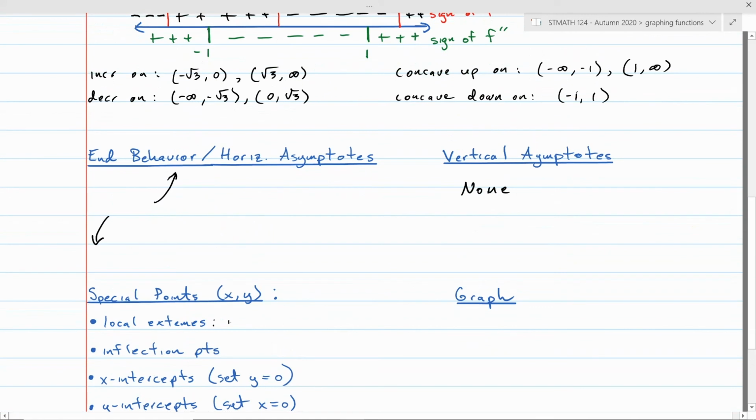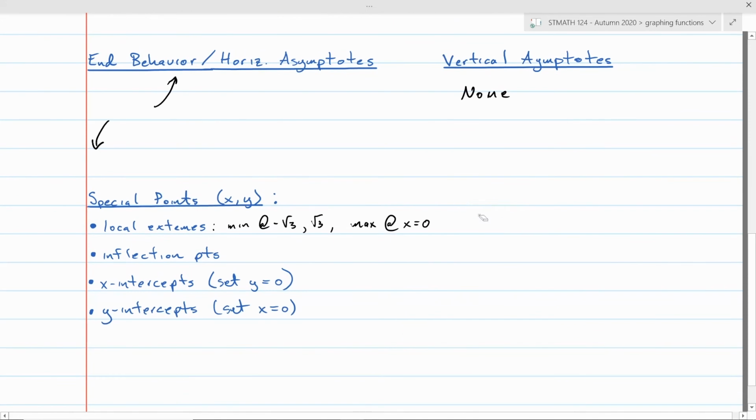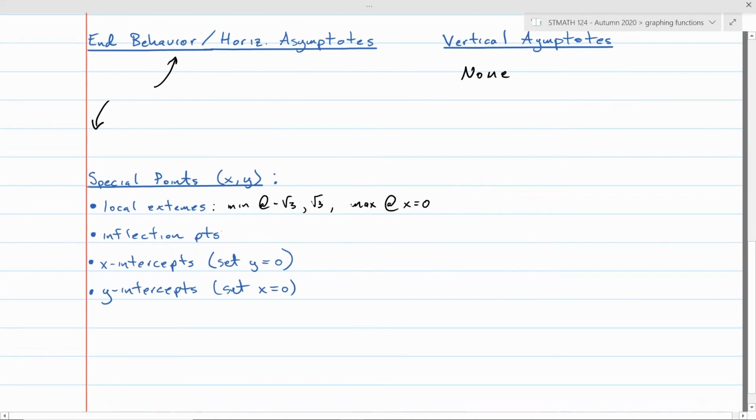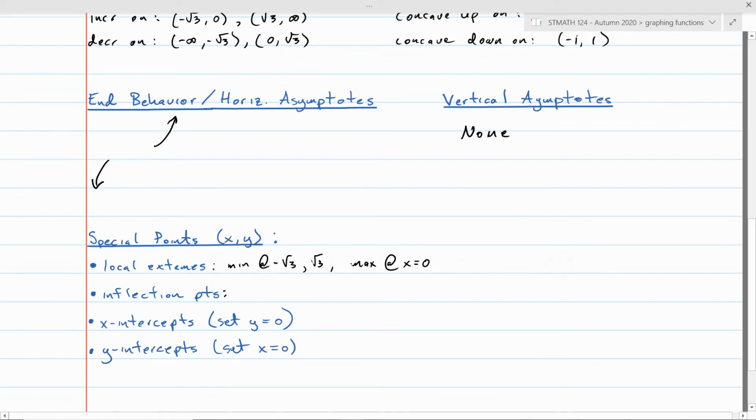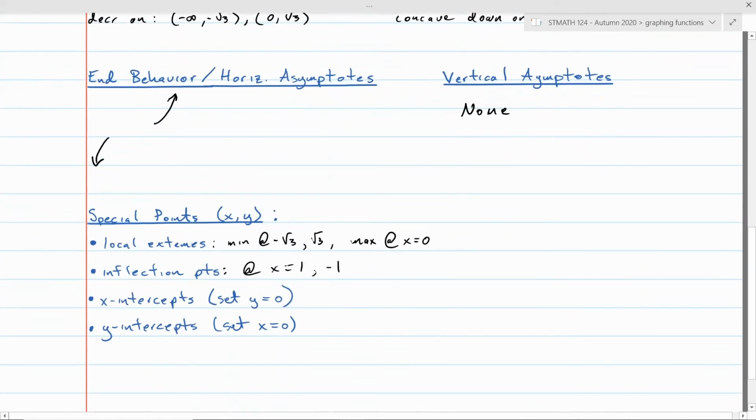So we can see a minimum at negative square root of 3 and at positive square root of 3. And I can see I'm getting a maximum at x equals 0 just from looking at the sign of the first derivative. Inflection points, I can see, I've got inflection at negative 1 and at positive 1.